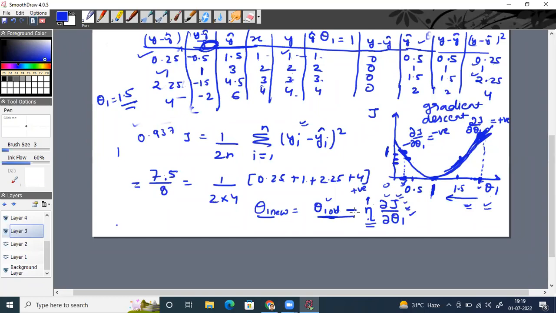This is coming negative. Then what will happen? Negative and negative will become positive. So what will theta one become, more than old or less than old? It will increase. It will be more than the old. That means instead of staying here, you will move in this direction. That means you are moving in the right direction. Automatically it is going to happen.